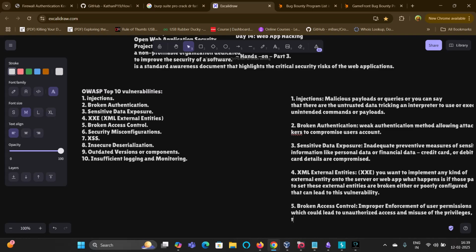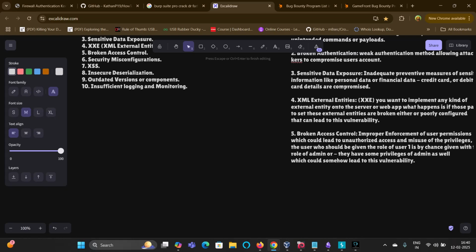Let's say the user who should be given the role of user 1 is by chance given the role of admin, or they have some privileges of admin as well, which could somehow lead to this vulnerability. I hope this is clear and you have understood what I mean by broken access control.